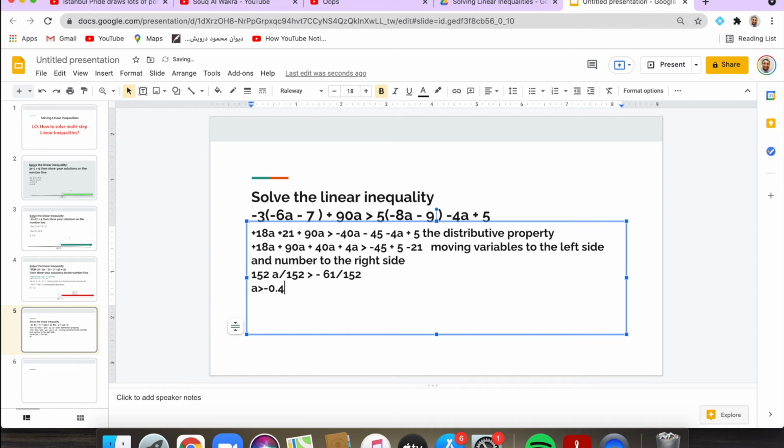It's okay if the answer is negative, guys. Don't worry. You don't need to flip the direction of the inequality. So a is greater than negative 0.4.